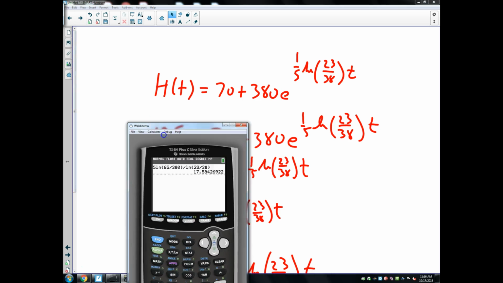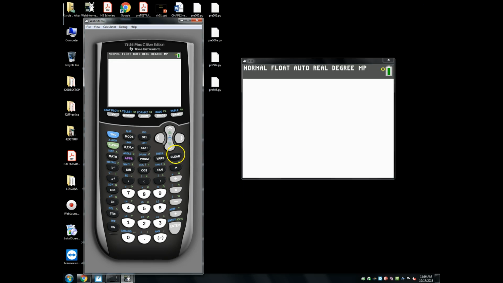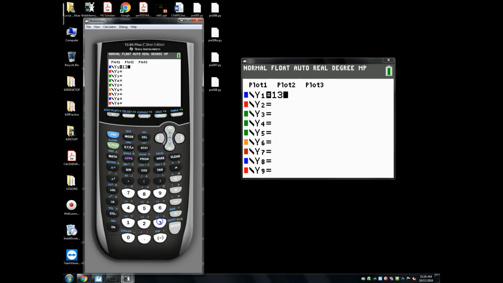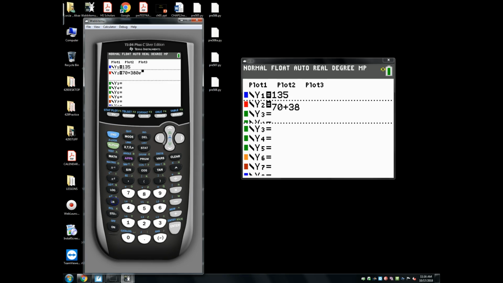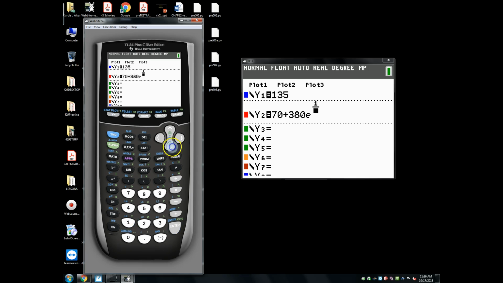All right, good. So if you got a good window and you know what y1 and y2 are, just find the intersection point, right? So there's this, y equals. All right, so here, trying to get to 135. Here I have 70 plus 380 e to the, all right, let's get fancy, alpha y equals 1, or rational, 1/5 of the ln of alpha y equals rational, 23/38. And, whoops, I don't need that. And again, remember, I can't use t here. I'm in function mode. I've got to use x here.